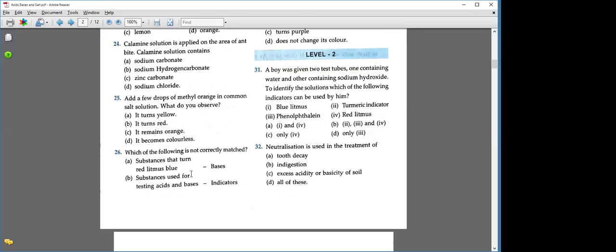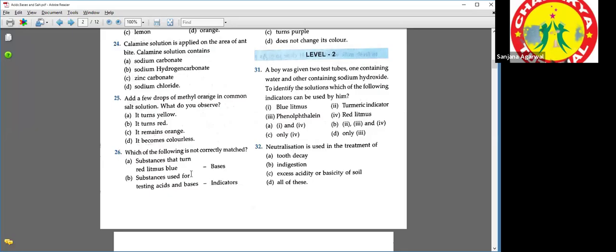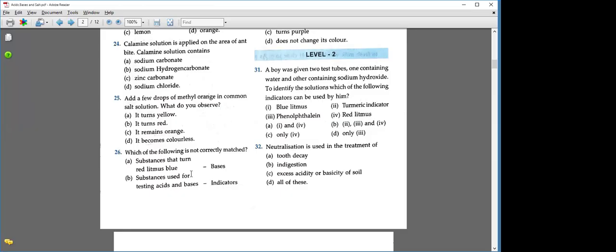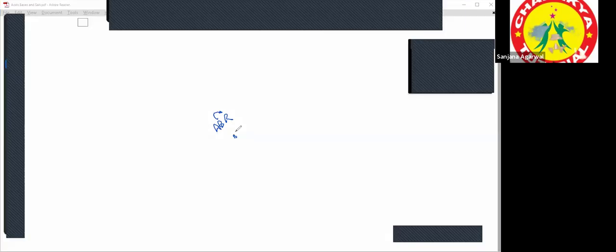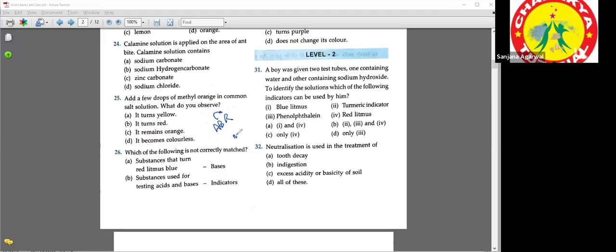Ma'am, is it option B, 2, 3, and 4? 2 and 4 definitely are used. Second, blue litmus cannot be used. And phenolphthalein is colorless in acidic and pink in basic. So 2, 3, and 4 can be used, right? Can anyone tell why we cannot use blue litmus for this? Because it stays unchanged in base. Acid turns blue litmus red. Correct.